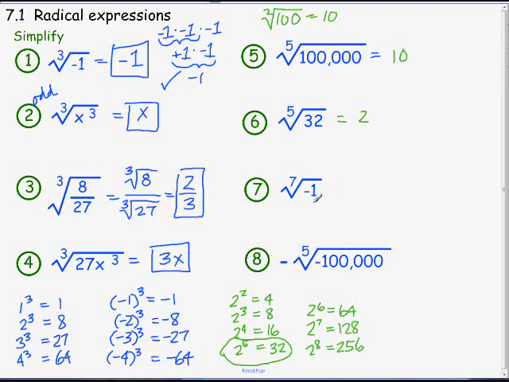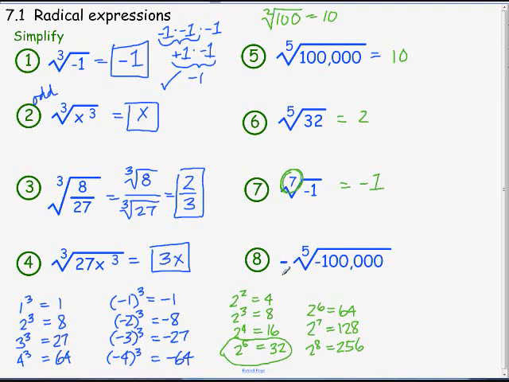Negative 1, we know about this one. No matter how many roots or powers you take it to, 1 and negative 1 always stay the same. At least with odd roots, you can do this. If this had been an even root, we couldn't have used a negative as part of the radicand.